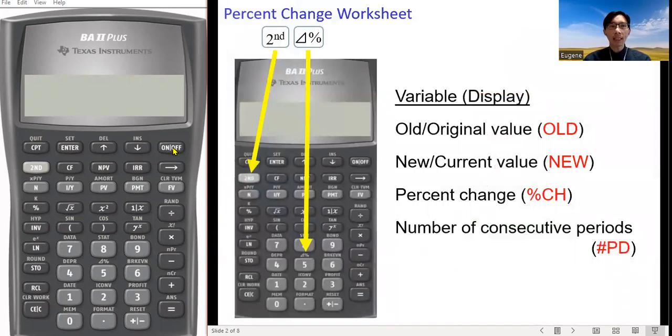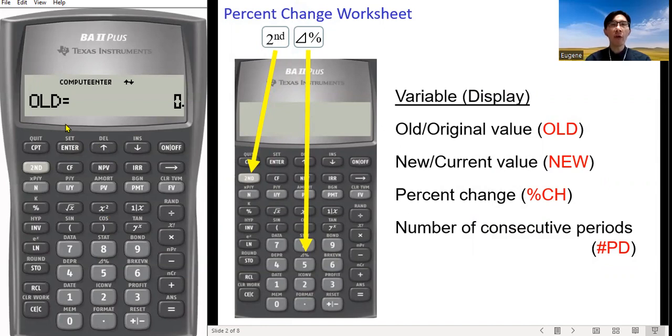The worksheet can be activated by pressing the second key on the calculator and then the number 5. The percent change worksheet is the second function over the button 5. So we press second and then 5, we get into the percent change worksheet.